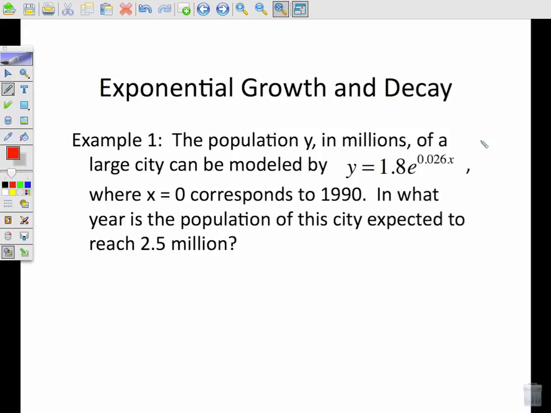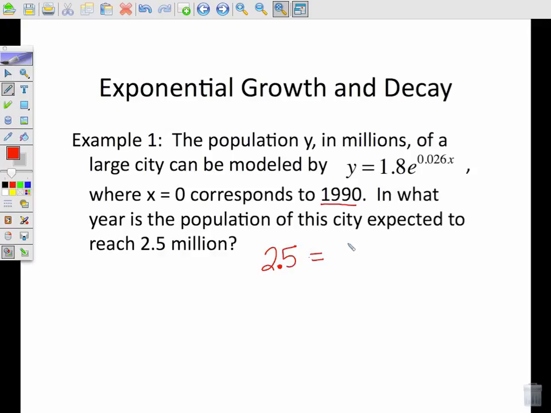Exponential growth and decay relationship here. An example: the population y in millions of a large city can be modeled by y equals 1.8 e to the 0.026 x. X represents 1990, or 0 is 1990. In what year is the population of the city expected to reach 2.5 million? Well, here's what you do. There's a couple ways. You could graph these models on the calculator and find your solutions. We're going to go ahead and solve this one algebraically.